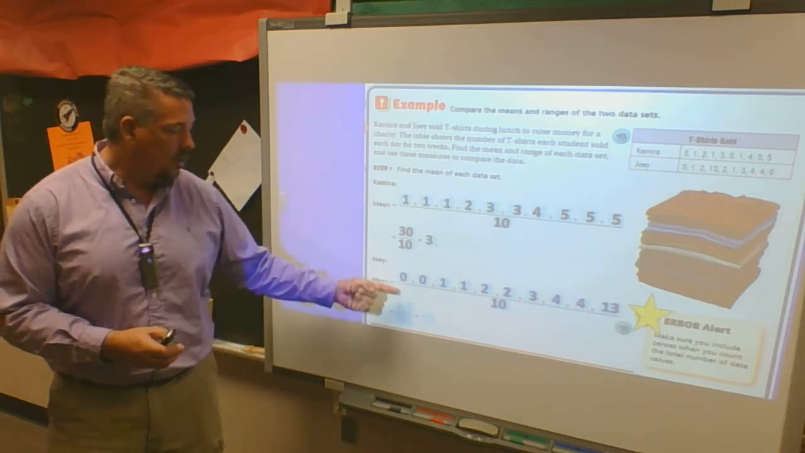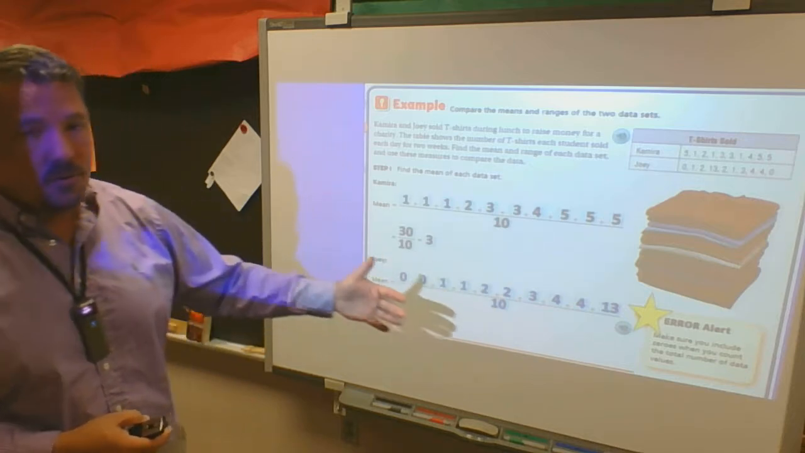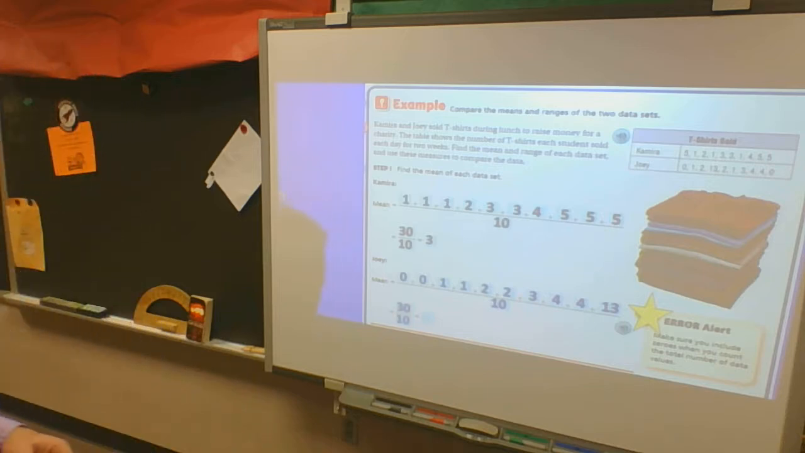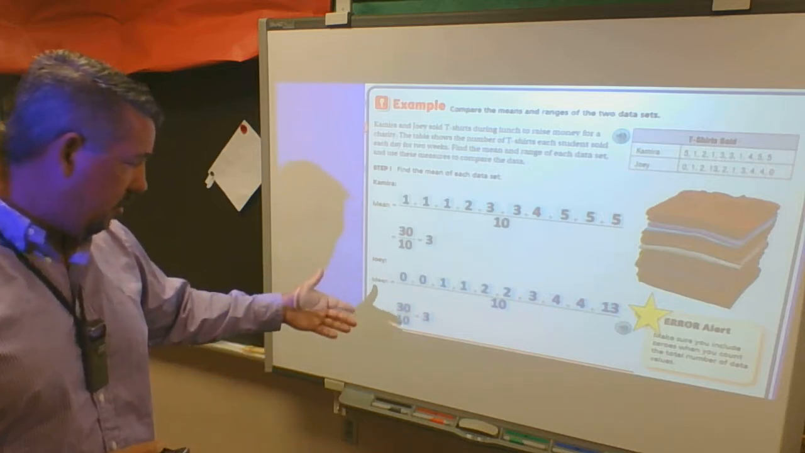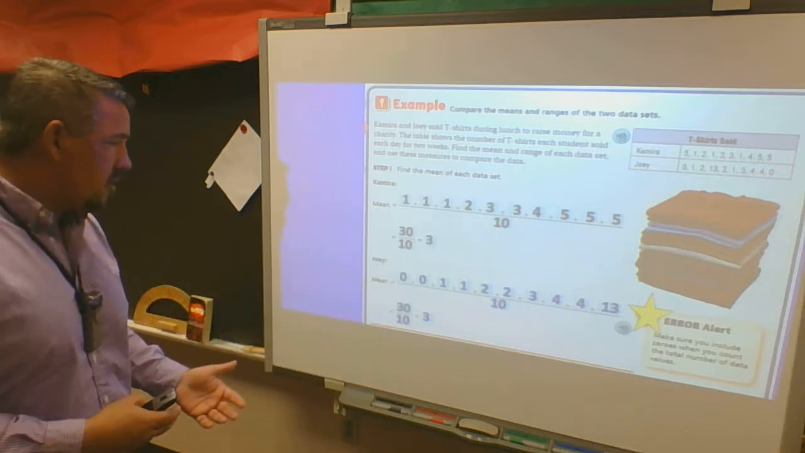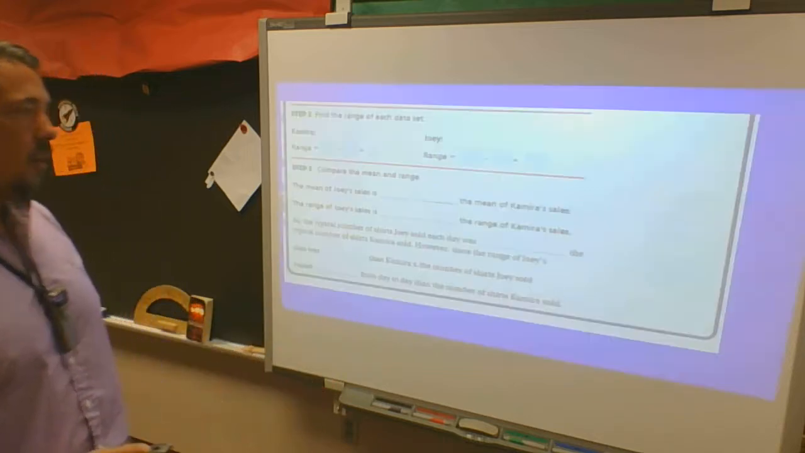So I'd have to include those 0 days. I can't just say, well, he only sold for 8 days. No, he sold for 10. He just didn't sell any on those 2 days. So then I still get a total of 30 out of 10. So I see that my mean is also 3. So if I just go by my averages, they sold the exact same amount. But that's not the case.